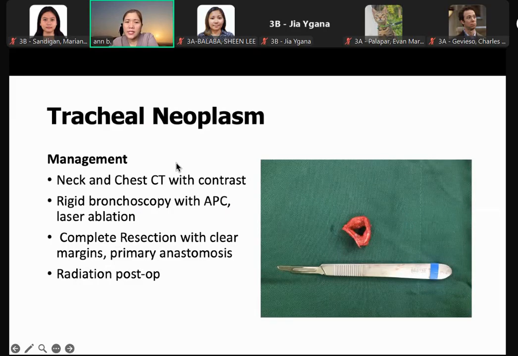So tracheal neoplasm, again, basic management: you need to do a neck and chest CT scan with contrast, or work up the patient for any metastasis or any primary. Then rigid bronchoscopy with APC, or coagulation, or laser ablation. Then complete resection with clear margins for primary anastomosis and radiation post-op. That would be the management for this patient. But if your patient has poor performance status with an unresectable tumor, you refer this patient immediately for radiation therapy.